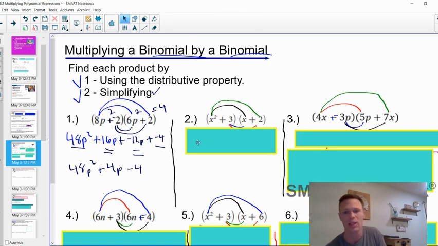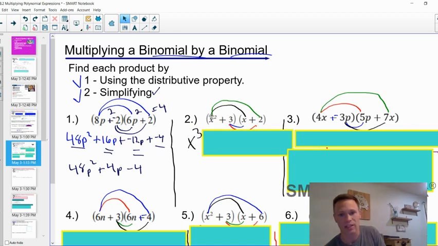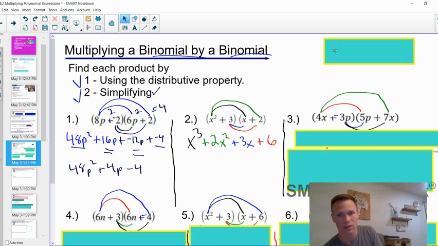So instead of having you guys watch me do that for the rest of the examples, I just have them already done, and I'm going to reveal them as we go. Again, the first thing to do is take x squared times x. That's going to give me x to the third. Then I take that same x squared times 2, and that'll give me 2x squared. Now I switch to the next term, that's 3, and I take 3 times x, and that'll give me 3x, and then 3 times 2 to give me 6.